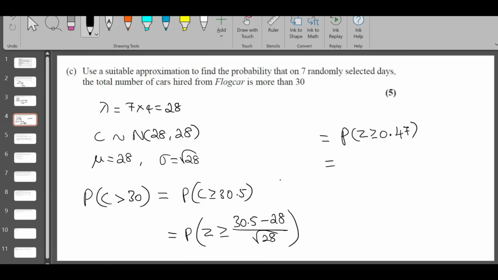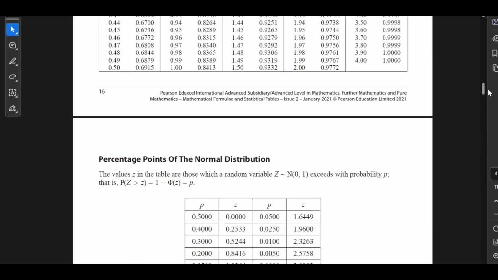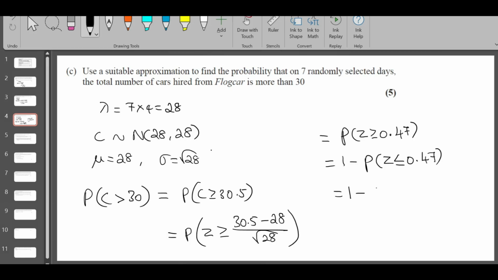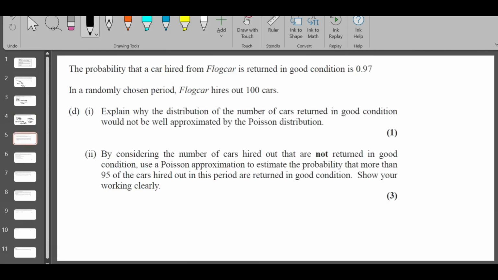The area on the right hand side of the point 0.47 will be the same as 1 minus the left hand side area, so that we can use the table value. For 0.47, the value is 0.6808. So 1 minus 0.6808, you will get 0.3192. That's the answer.